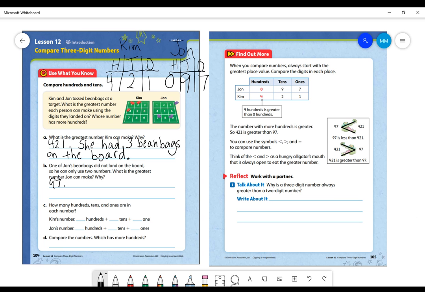Why could he only make 97? John only had 2 bean bags. So what kind of number did he make? He made a 2-digit number. He only had 2 bean bags on the board to make, I'm going to have to write small, a 2-digit number.